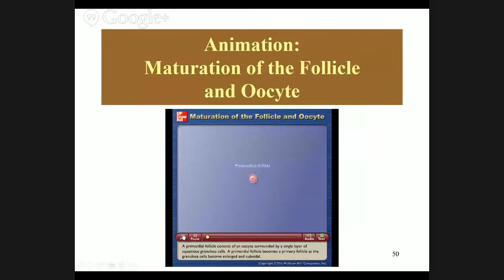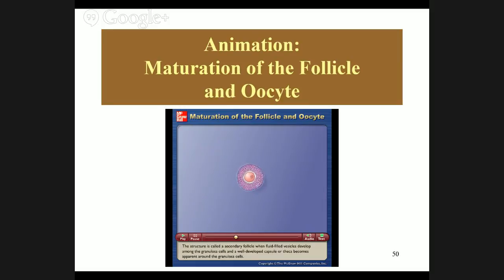A primordial follicle consists of an oocyte surrounded by a single layer of squamous granulosa cells. A primordial follicle becomes a primary follicle as the granulosa cells become enlarged and cuboidal. The primary follicle enlarges, and the granulosa cells form more than one layer. The zona pellucida forms around the oocyte.